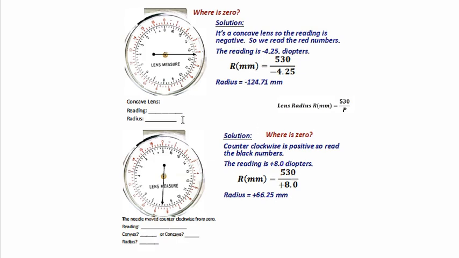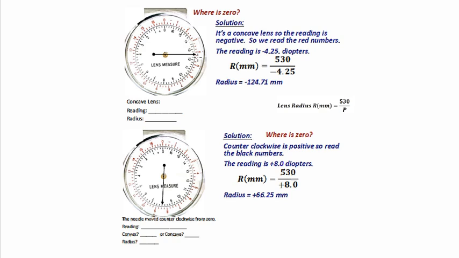We do the same thing here. Here it doesn't say anything. It's a concave lens, and here it says the needle moves counterclockwise from 0. So you've got to go counterclockwise from 0 and plug it in here at 8, and you'll get 66.25. This one doesn't say anything, so you're going to read it as it is.